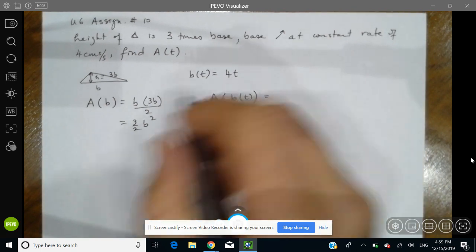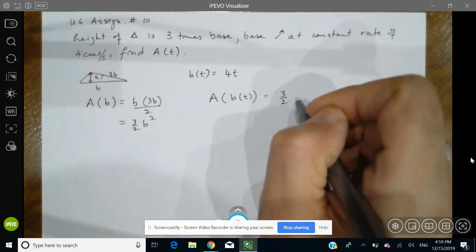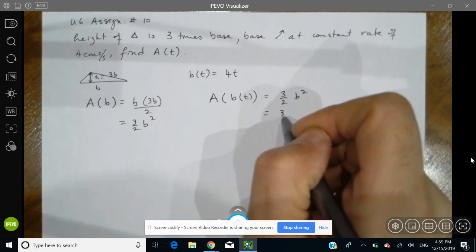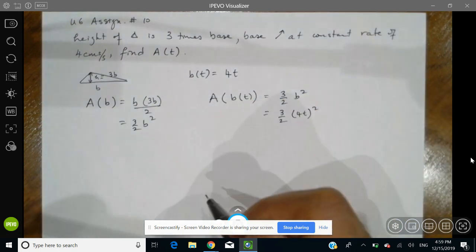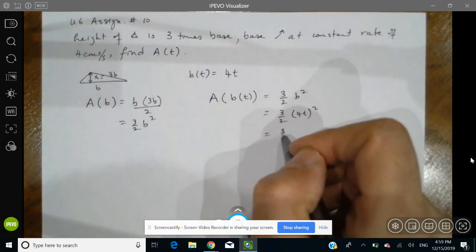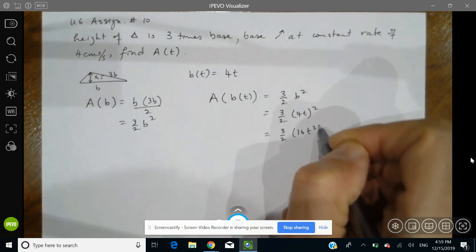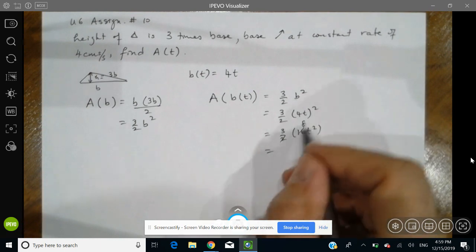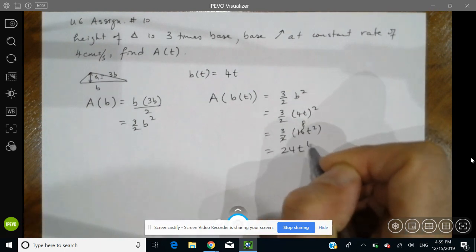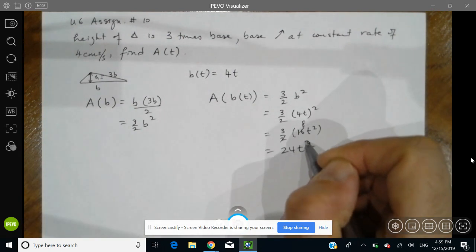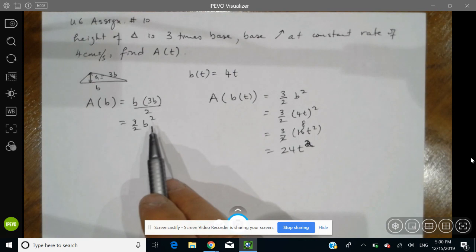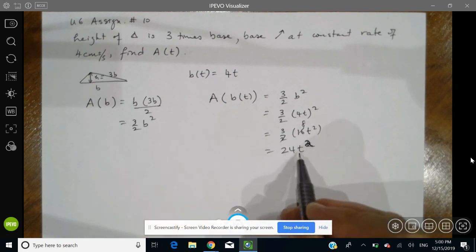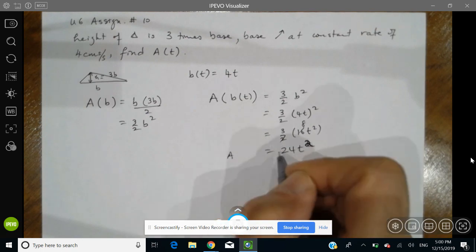So here we had the area with respect to b was 3 over 2 b squared, and of course b is given by 4t. Make sure you put that in brackets because the whole thing is being squared. And now from there I can simplify this. So 3 over 2 times 16t squared, and 16 and 2 simplify to 8. 3 times 8 is 24. So 24t squared. Whoops, t squared. Now if I want to find the area at any particular time value, I don't have to first find the base and then from there plug it in to find the area. I can plug my number straight into this function for area directly with respect to time.